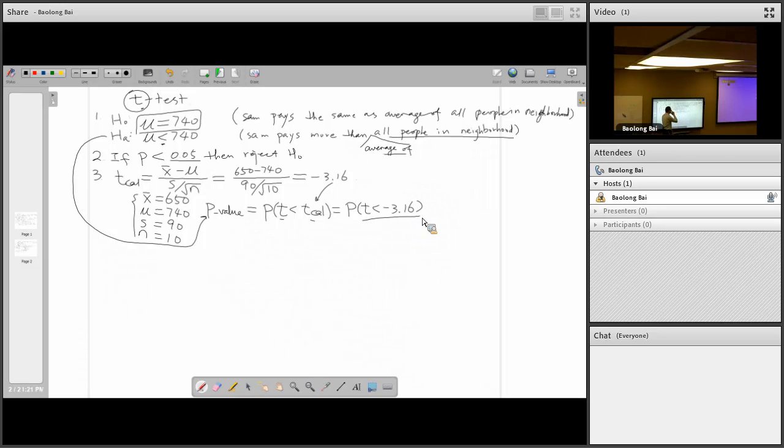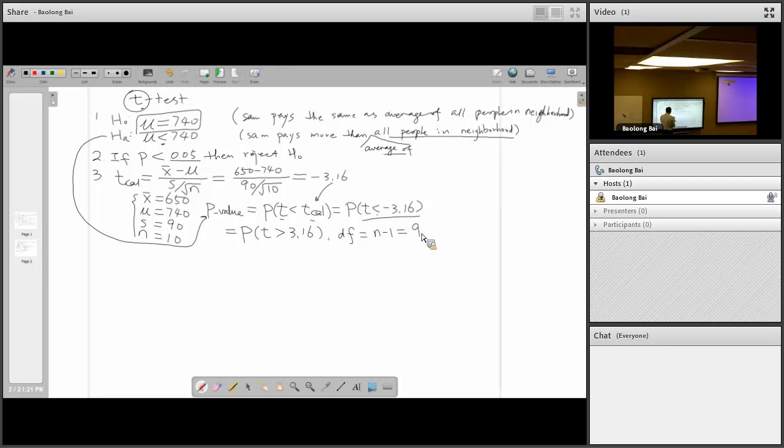We want to look it up in the t table, but we need to make sure it's consistent. That means we need to have a greater than sign. So we can change it using the symmetry rule. We're going to change the sign from smaller than to greater than and from negative to positive, right? So then this is consistent with the t table. We can look it up. We need to know what the degrees of freedom are here. The degrees of freedom for a one sample problem is n minus 1. N is 10, minus 1 is 9. So we look at 9 degrees of freedom.